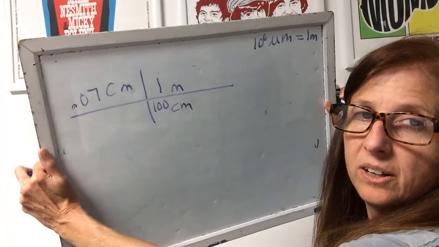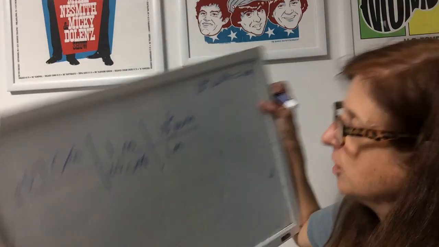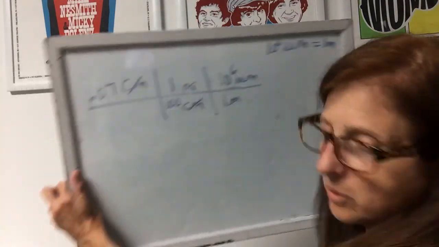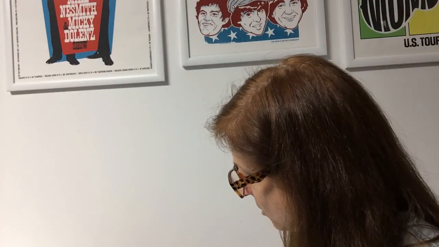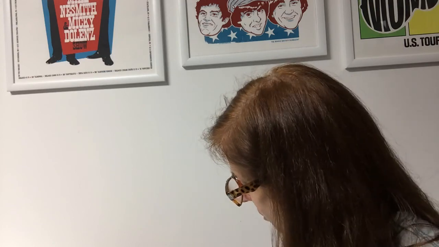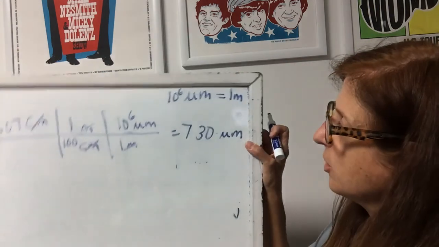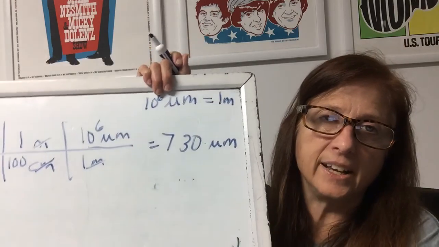So I'm going to write centimeters on the bottom, because that's what I want to mark out, meters on top, and then I write the relationship. There's 100 centimeters in 1 meter. Ta-da! Centimeters cancel out. And now I write my new relationship. 1 meter is 10 to the 6 micrometers. Now, meters cancel out. Any number on top I multiply, any number on bottom I divide, and I end up with 730 micrometers.